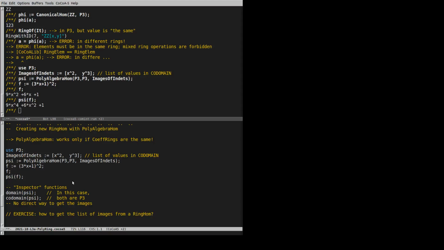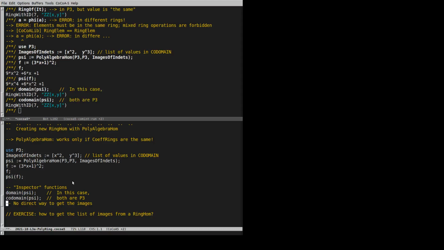We've seen before a couple of inspectors for ring homomorphisms. We can ask for the domain and the codomain. So we already know in this case they're both the same. There is no direct way to get the images out of it. So there's a quick exercise for you. How could you write a function to get a list of images from a given ring homomorphism? That's just a little exercise.